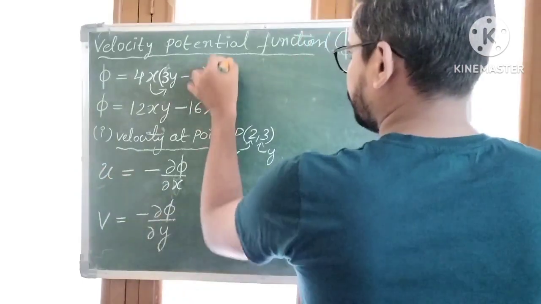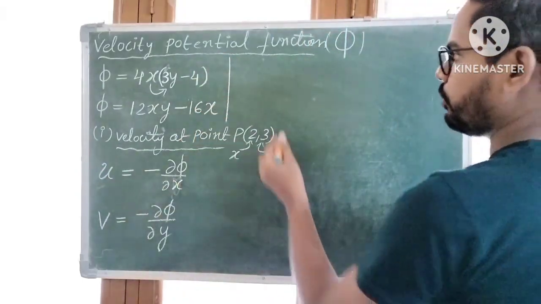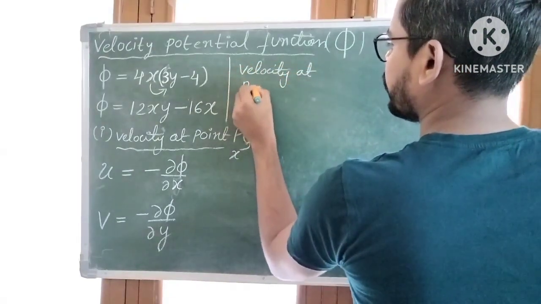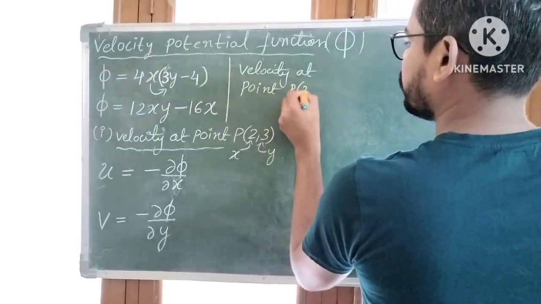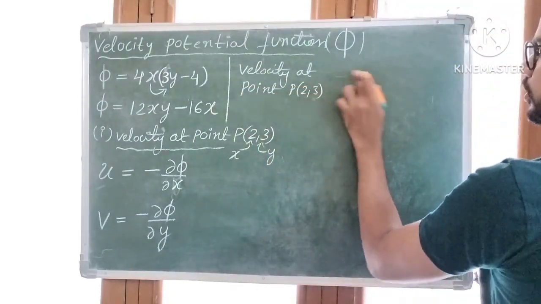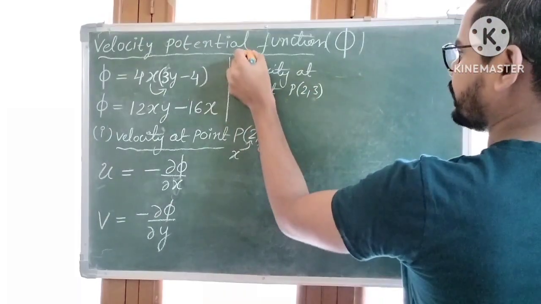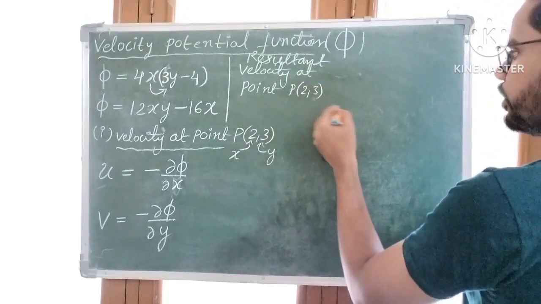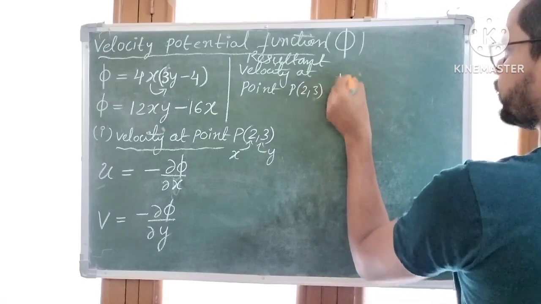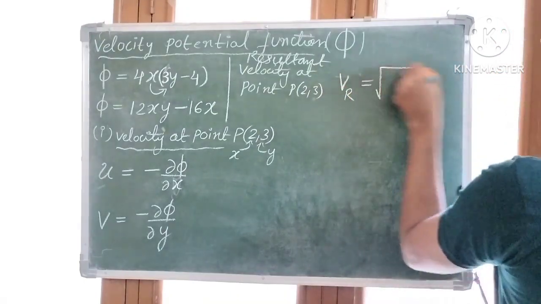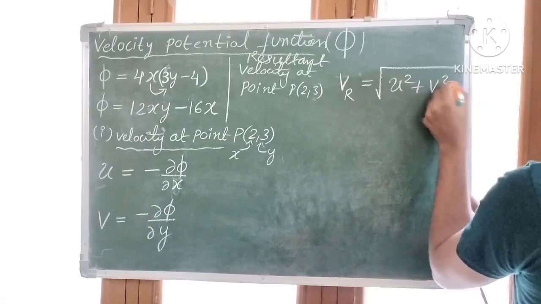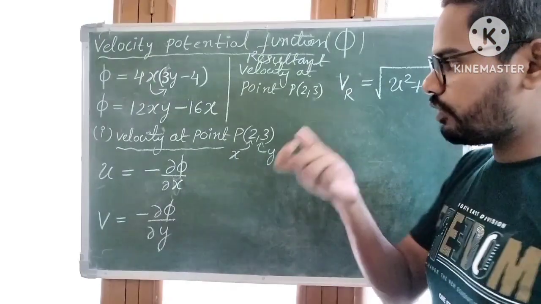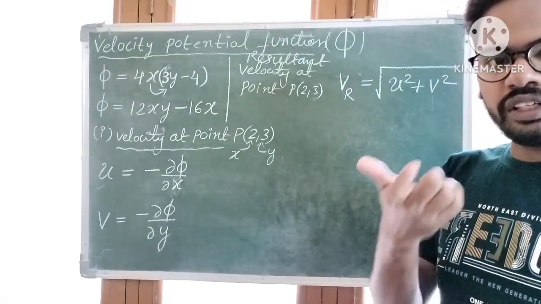So how do you get velocity at point P? Velocity at point P, coordinates (2, 3), is given by, so actually we can say resultant velocity. Velocity in the sense of resultant velocity. So resultant velocity at point P (2, 3) is given by VR, resultant velocity, equal to root over u square plus v square. This is resultant velocity. So first of all, we need u and v.